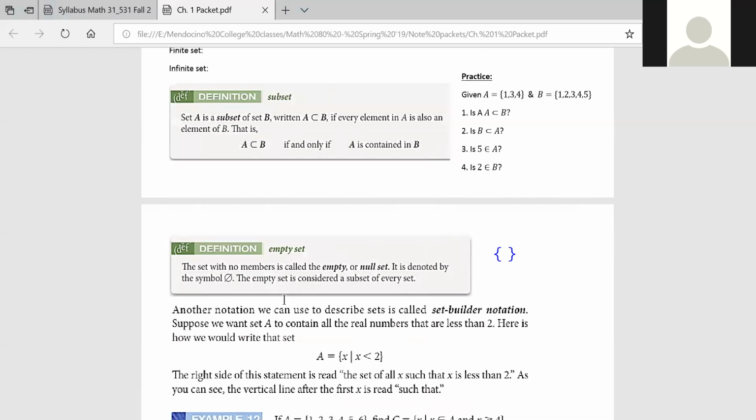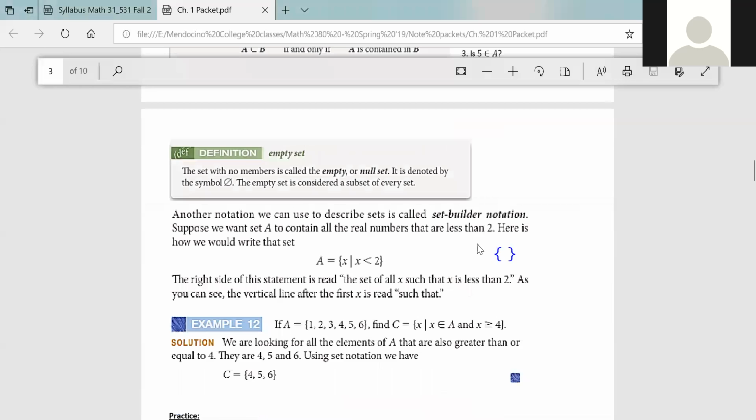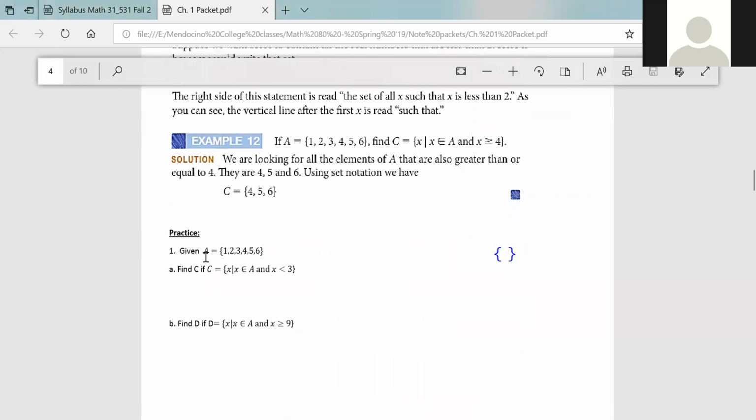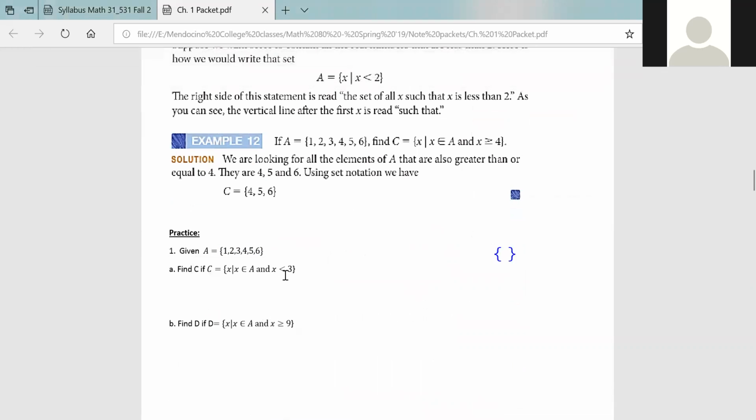So when we're doing the questions with that, we can have things like A is this, so find C if C is X, the elements where X is an element of A. So we're looking for things that are elements here, so it's any of these things. And it needs to also meet the criteria that X is less than 3. So things that are in A that are less than 3 is what this is. And this vertical line here means such that is how you read it. So X's, the values, where the values are in here and are less than 3. So what things here are less than 3? Okay, so just the 1 and 2.